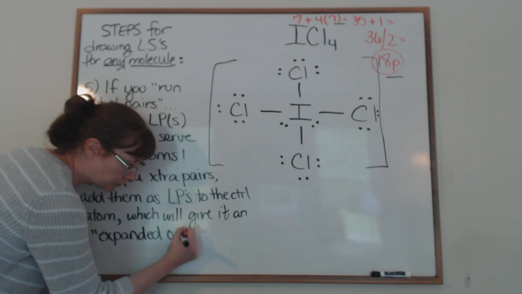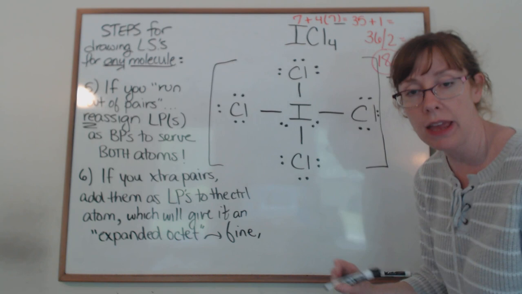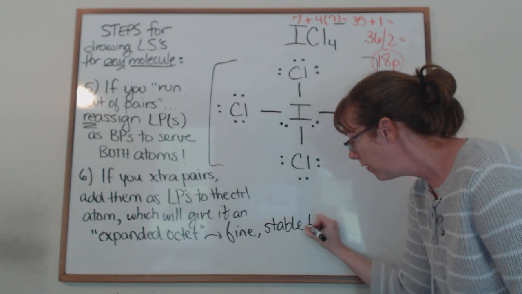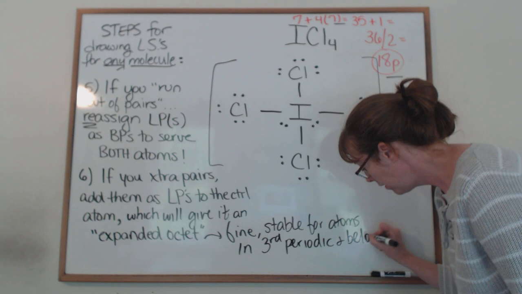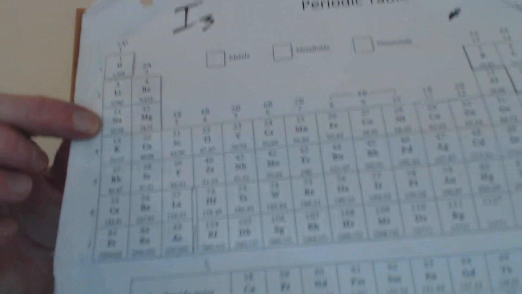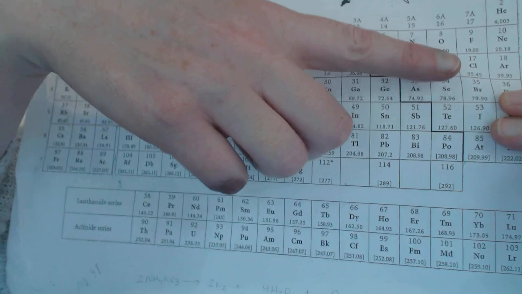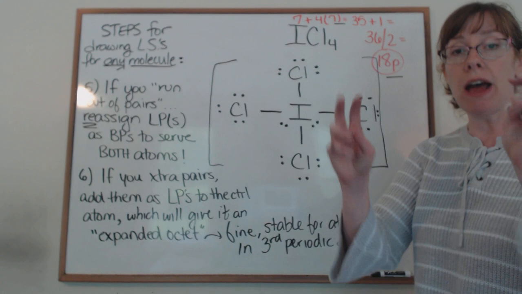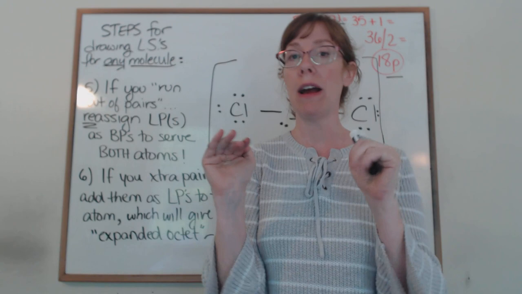Now, an expanded octet is fine, and it is stable for atoms as long as you are in third period and below on your periodic table. So as long as the atom that you are adding them to is in the third period or below, the third period is sodium's period, those atoms, so things like phosphorus, sulfur is fairly common to have an expanded octet, and anything below can tolerate, and not only tolerate, but be satisfied with an expanded octet. So you'll notice iodine is in that lower part of the periodic table. You will never have something like carbon or nitrogen or oxygen with an expanded octet ever. It has to do with the fact that they have d orbitals nearby to tolerate the extra electrons.